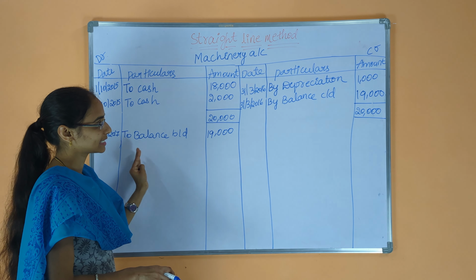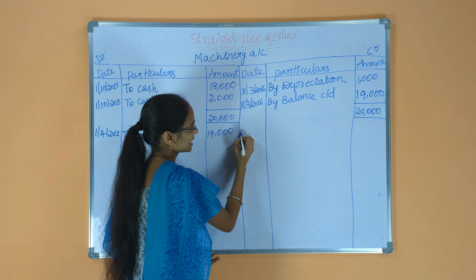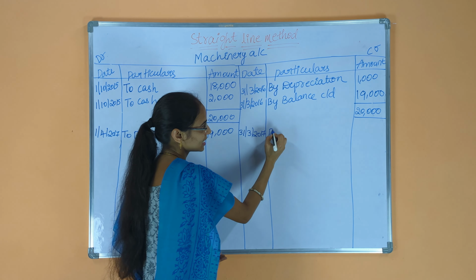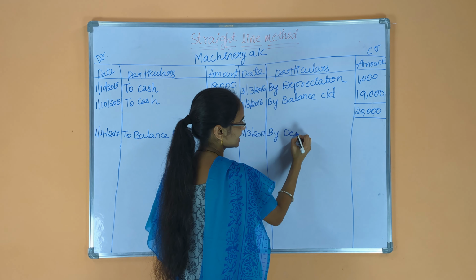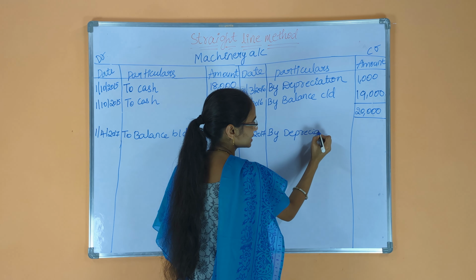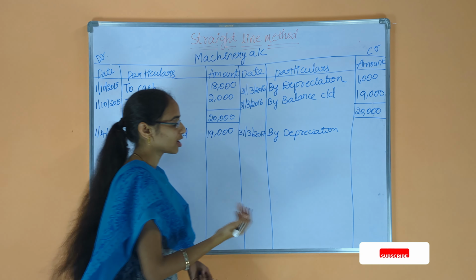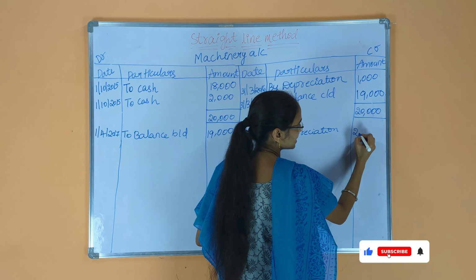Now coming to the credit side, it is 31st March 2017. So by depreciation, this depreciation amount will be calculated for the 12 months. How much is the amount? It is rupees 2,000.